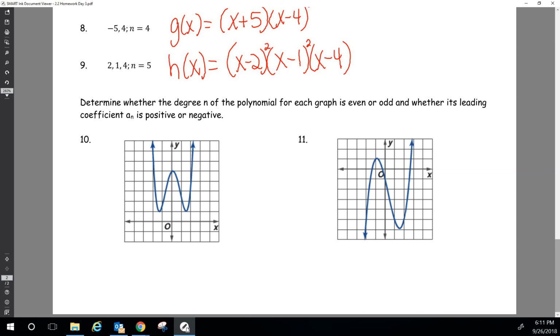All right, number 10, decide whether the degree of the polynomial on each graph is even or odd. We're ending up on both sides, so this is a parabola-ish shape, so this would be even degree. Whereas this one over here is an S-like shape. I'm starting low, ending high. If they end on the same side, it's an even degree, otherwise odd degree. Be careful, that's not an odd function, it just means an odd degree function.